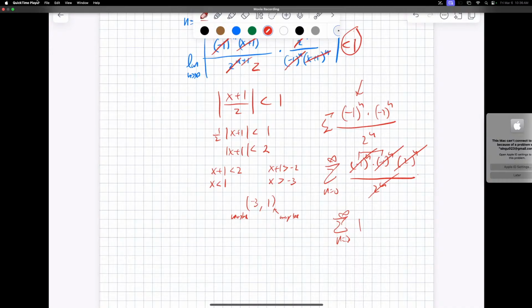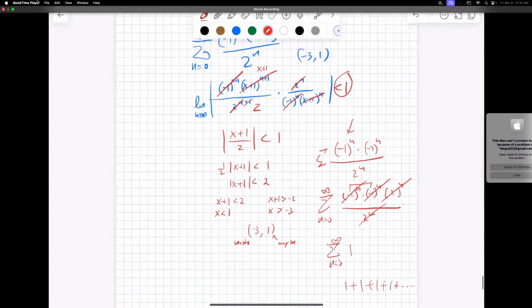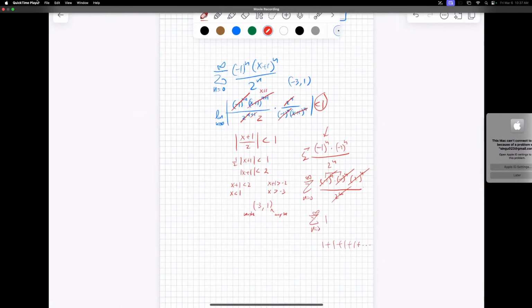What is the summation of 1? 1 + 1 + 1 + 1 + 1, and so on. Does that diverge or converge? Diverge, because you go to infinity. Now let's try the other one, when x equals 1. It's still diverge because you're just adding 1 an infinite amount of times. It's still going to be infinity.